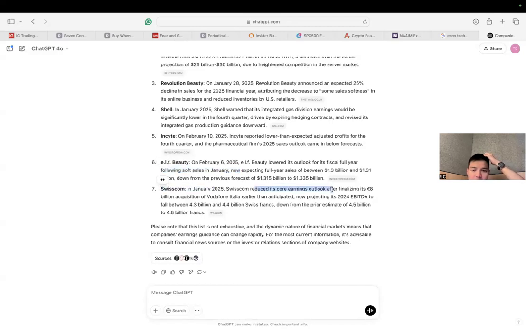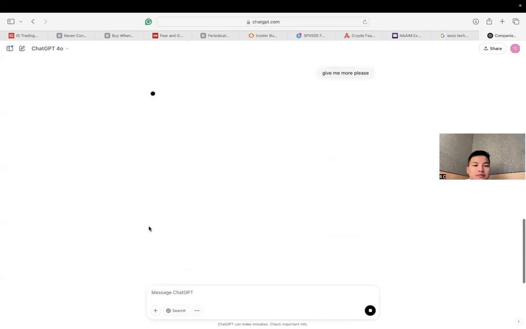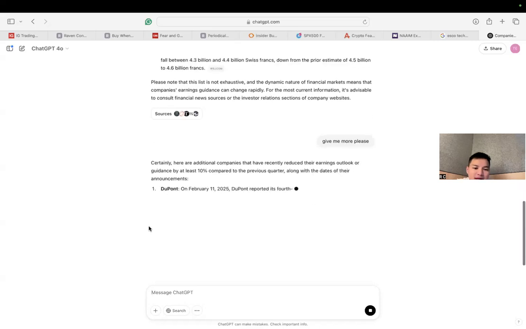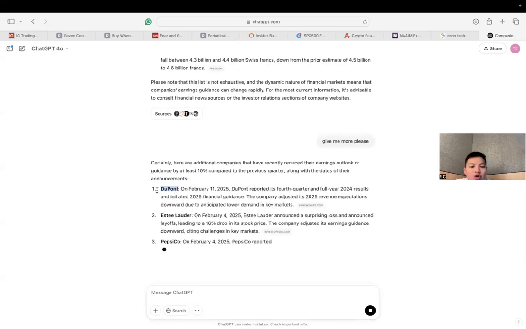Swisscom reduced its core financial earlier acquisition projection, down from previous 4.5 to 4.3. It's the same. So give me more, please. I asked for 20, he gave me 7. That's crazy. Another one.